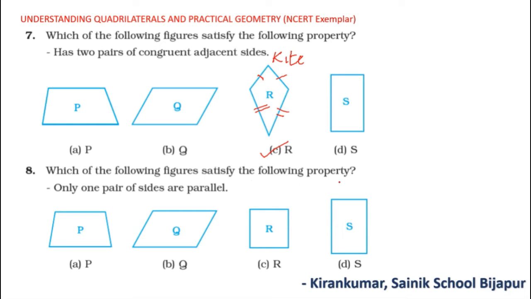Which of the following figures satisfy the property that only one pair of sides are parallel? Only one pair of sides is parallel in case of a trapezium. This is a trapezium.